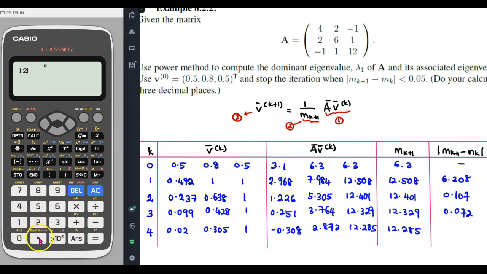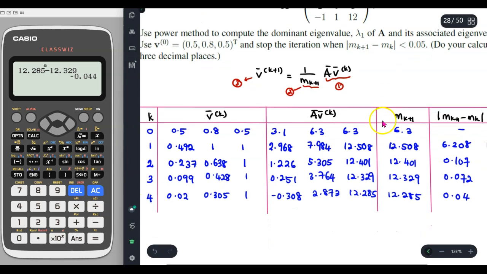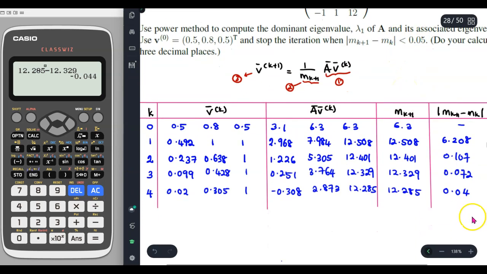So you have 12.285 minus 12.329. So you have, in terms of absolute value, 0.04. So basically, yeah, you already satisfy this stopping condition here. So basically you can stop here. Okay, you can stop here.